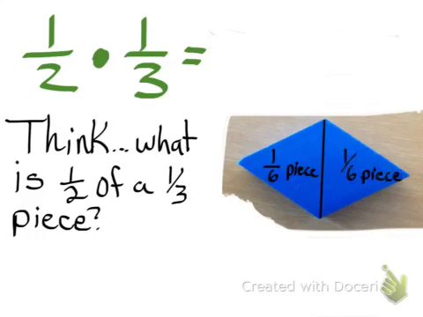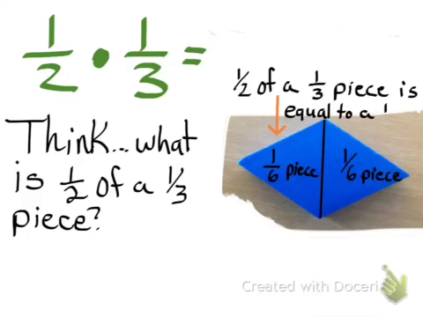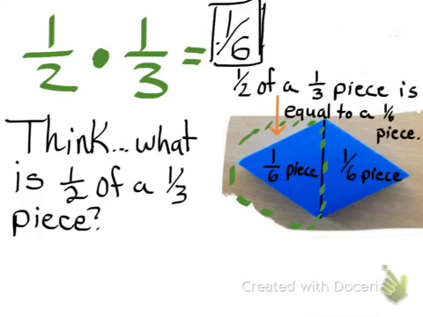And what I've done is I've figured out that if I've split the 1/3 in half, it is the same thing as 2 1/6 pieces. So 1/2 of my 1/3 is just one of these 1/6 pieces. Therefore, I know that 1/2 multiplied by 1/3 is equal to 1/6. And that's our answer.